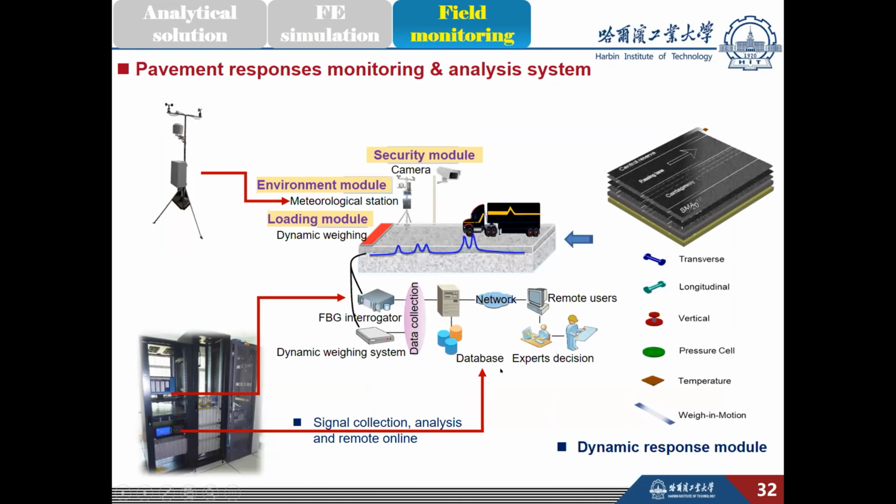This is a typical pavement response monitoring and analysis system we established before, which consists of a security module, environment module, loading module, and dynamic response unit. This system was established primarily based on various types of FBG sensors, except the weigh-in-motion.